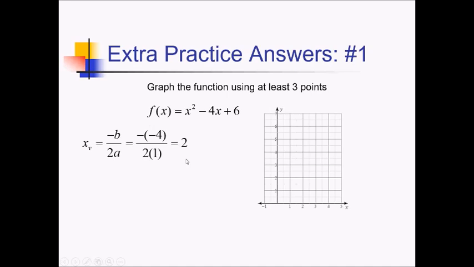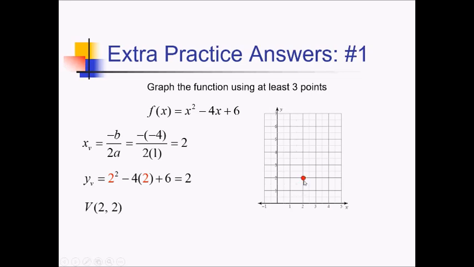And now to get the y value of the vertex, we plug that back in for the x up here. So we've got 2 squared, which is 4. We're subtracting 8 from that, so that's -4. Plus 6 gives us a +2. So our vertex then is 2, 2. And let's just go ahead and graph that here.